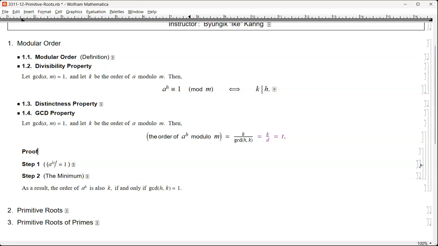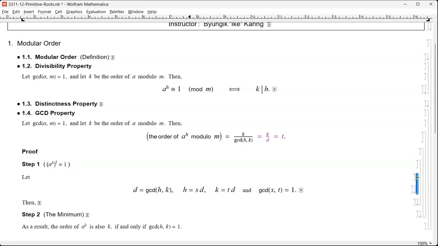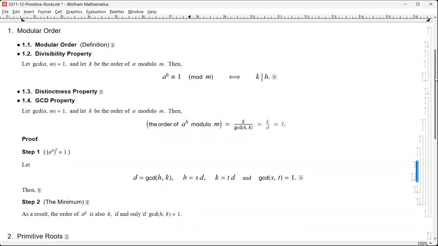Okay, let's begin with some renaming. Let D be the GCD. Then H is S times D, as I'm highlighting in green right now. Sorry about that, I clicked the wrong key. Okay, green. And K is T times D, as I'm highlighting in purple. And then GCD of S and T is 1.